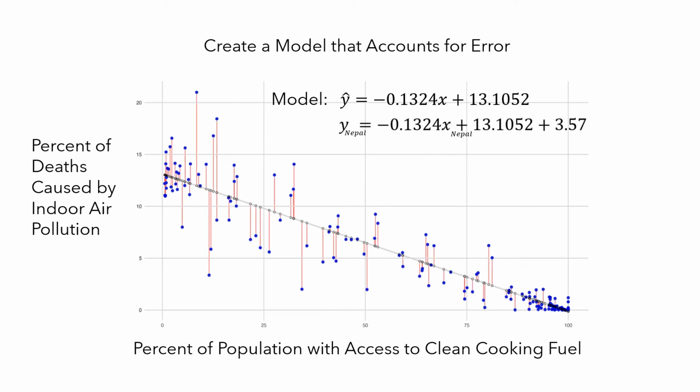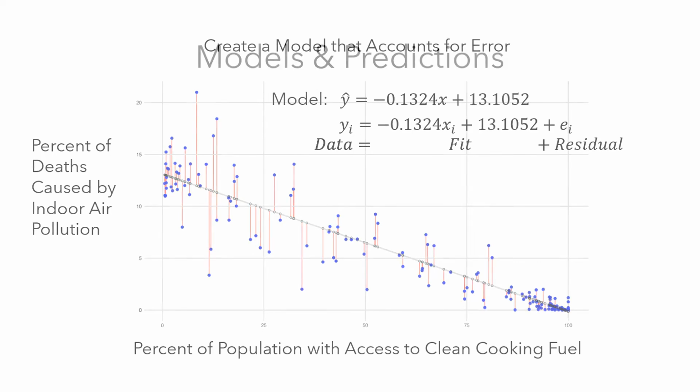To represent all of the countries in our model, we'd write y sub i to represent the computation for each country, and e sub i to represent the residual, or error, for each country. So in general, we can think of our model as saying that the actual values in our data can be thought of as the fit of our prediction model plus the residual, or error, in our prediction. Now I'll summarize what we've seen here.